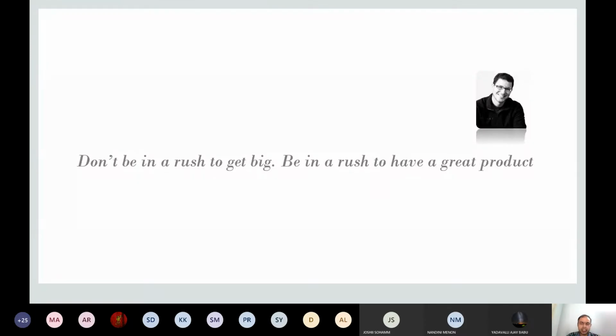Before we start the five principles of lean startup management, Eric Ries, the author of the book The Lean Startup, is telling us: don't be in a rush to get big. To achieve something big, don't rush yourself. Be in a rush to have a great product. You should move fast, not to have something big, but to have a great product with you. It's not that you should be very slow in the market. You should be very fast, but in terms of a good quality product instead of getting something big.